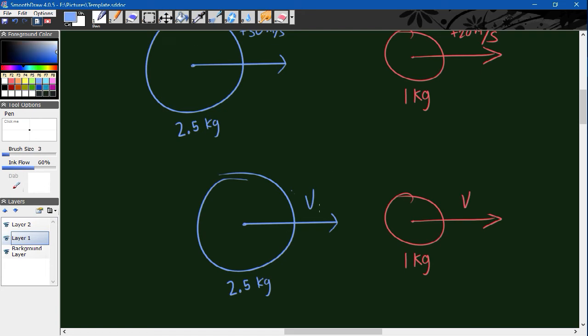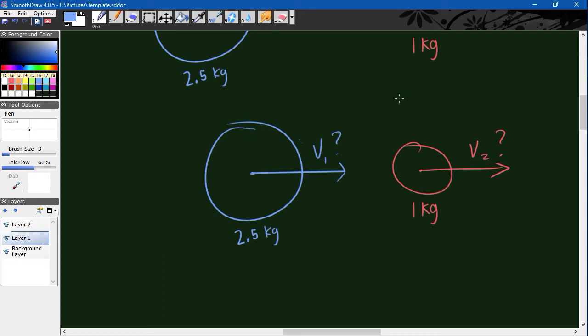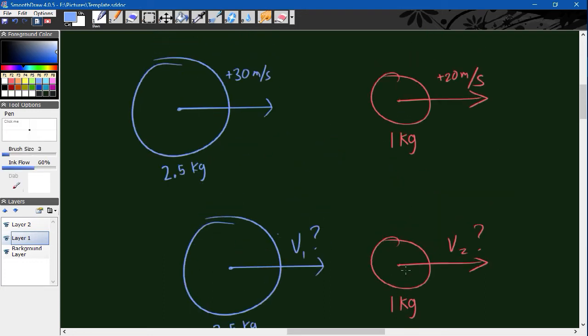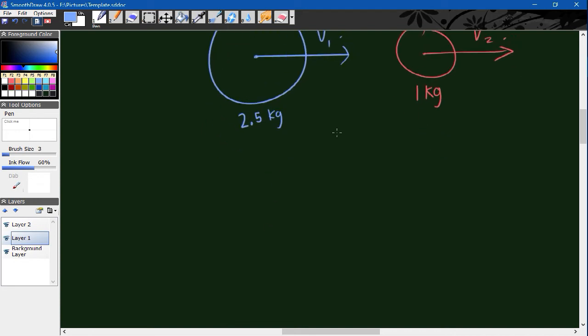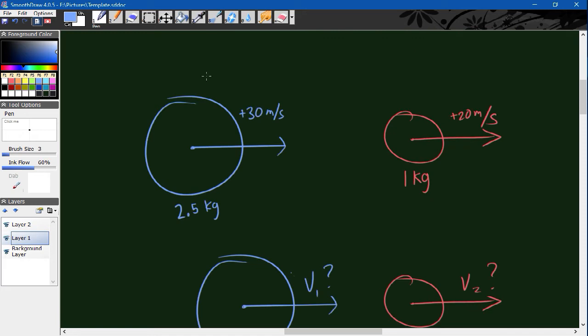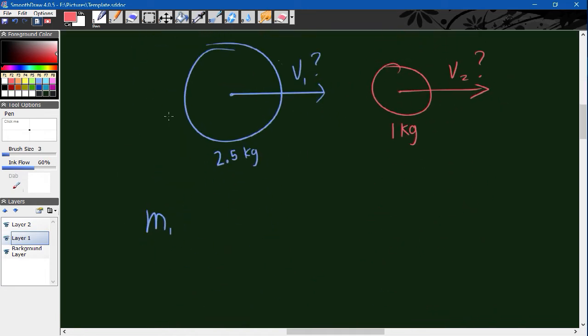Wait, 1, 2, and then we don't know what these are. That's the sad reality. Okay, so let's set up our equations first. We know that momentum is conserved, so the mass of the blue object, let's call the blue object object 1 and the red object object 2.